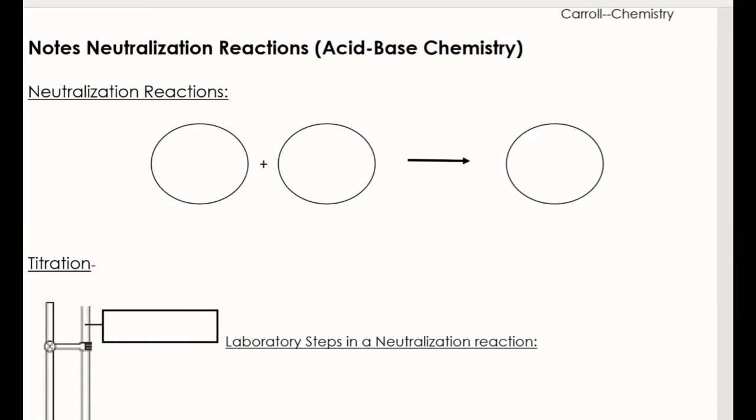This video is on neutralization reactions for acid-base chemistry. Basically, a neutralization reaction is when you mix an acid with a base. It becomes neutral. They are opposites, so they essentially cancel each other out. So we have that H represents our acid, and OH representing our base.